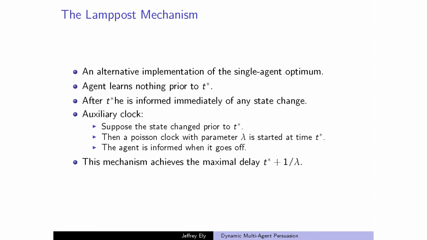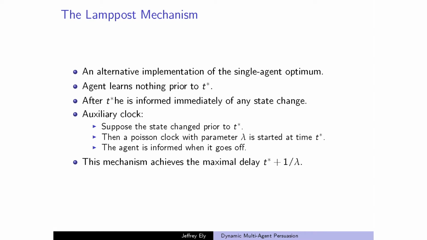Now that by itself doesn't quite work. The reason is that after a lot of time passes, if this agent who's been given this mechanism, who knows he's not hearing anything about the first 0 to T star, hasn't heard any beep, he's going to start to think that the reason is that the state actually changed between 0 and T star. And so his beliefs are going to move up past the threshold. So I need to augment the mechanism in order to counteract the natural drift in the agent's beliefs.